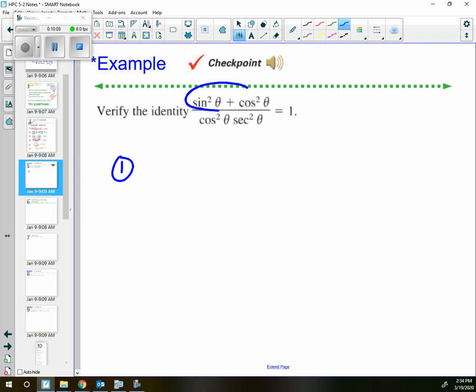So this numerator, sine squared plus cosine squared, we just talked about this. I think there's a substitution. I'm going to kind of justify my steps here. So I think we're going to try to do some substitution. What is that numerator then? Sine squared plus cosine squared is just 1.